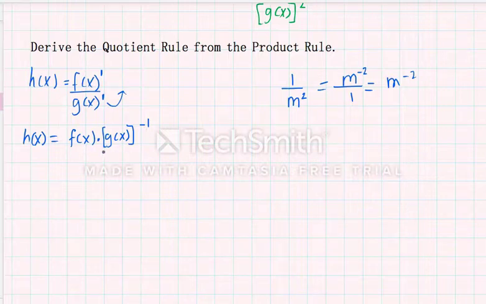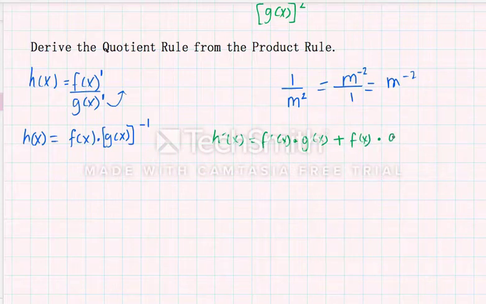So now we have a product, correct? This times that. But this function is now a composite function. It is g of x, but it is all of that to the power of negative 1. Now, what is the product rule, just to remember? h prime of x, you derive the first function, you multiply by the second unchanged, plus you leave the first function the way it is, and you multiply by the derivative of the second function. Okay, let's apply that.